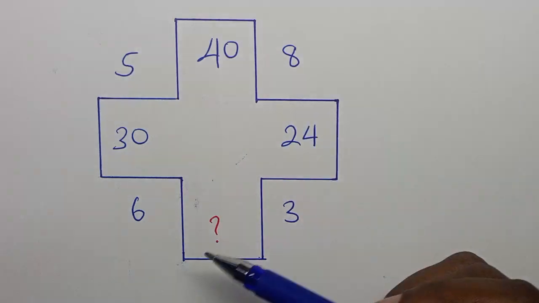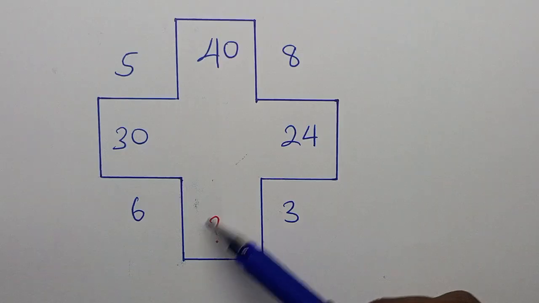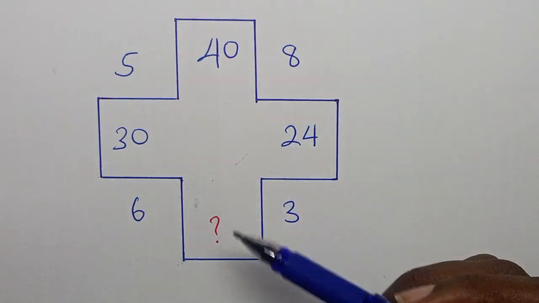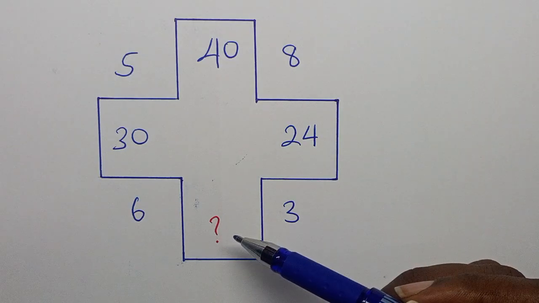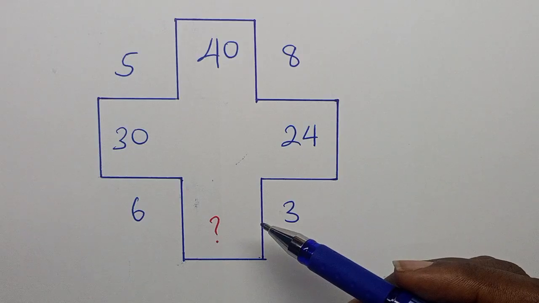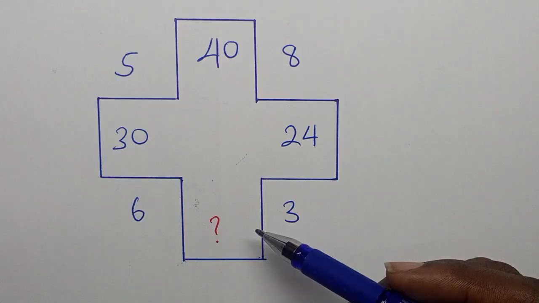If you have this diagram here, what value do you think comes here? If you look at it, if you study it, what value do you think comes here? Let us know by commenting in the comment section. Pause the video and work it out and let us know what your answer was in the comment section.